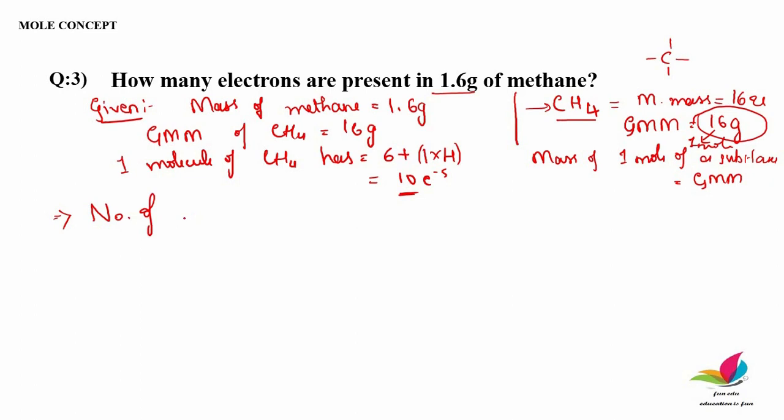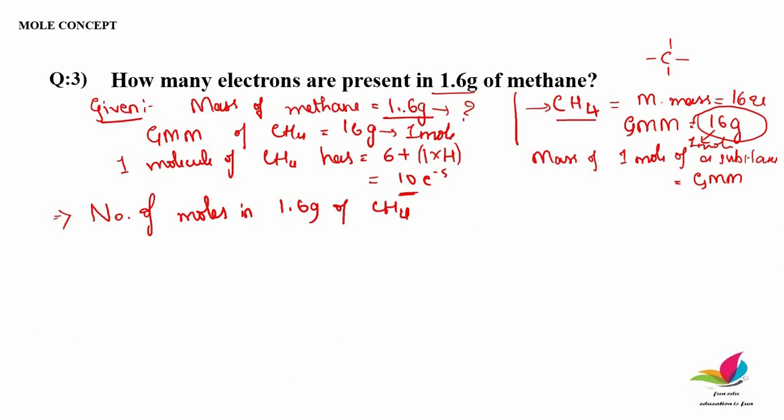So number of moles in 1.6 gram of methane. The mass of methane given is how much? 1.6 gram. So this 1.6 gram is equal to how many moles? We have to find out. This 16 gram is equal to how many moles? We know. Right? 1 mole. From here only you can say the answer.